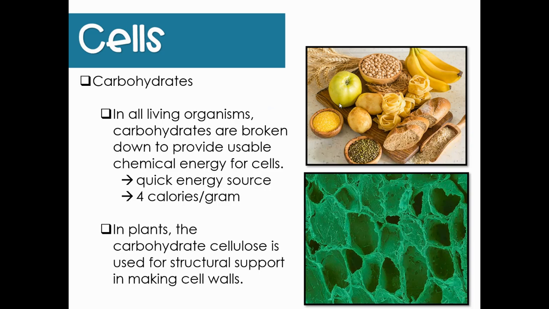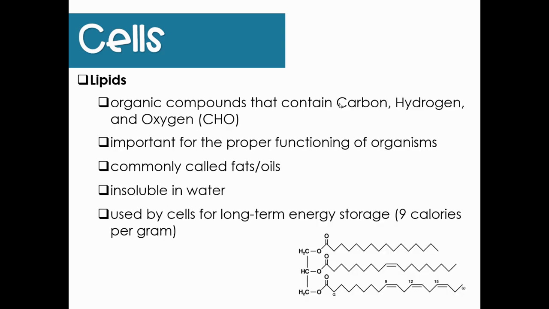Now for carbohydrates, you need to know that they are broken down for usable energy in the cell. This is a quick energy source, and there are 4 calories per gram for carbohydrates. So it's not going to provide a ton of energy, but it is an energy source for the cell, and it is a quick energy source. Now, specifically in plants, the carbohydrate cellulose is used for structural support in making cell walls, and sometimes that ties into some test questions that they ask. So I wanted to just remind you about cellulose and how that is an example of a carbohydrate that is found in the cell wall in cells.